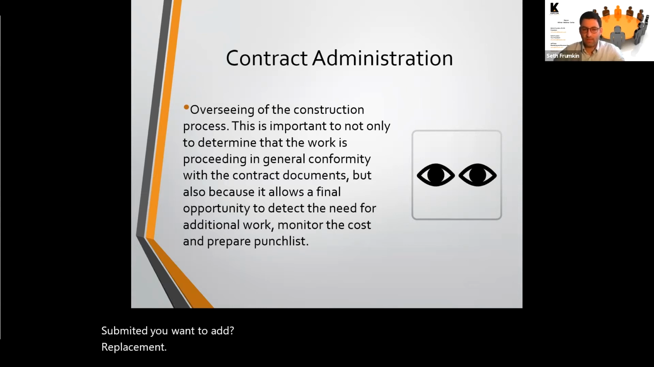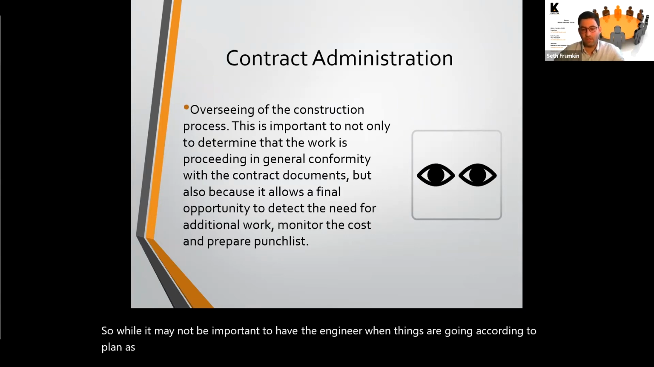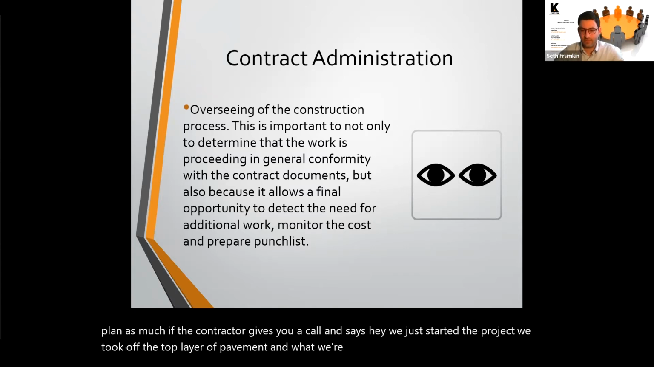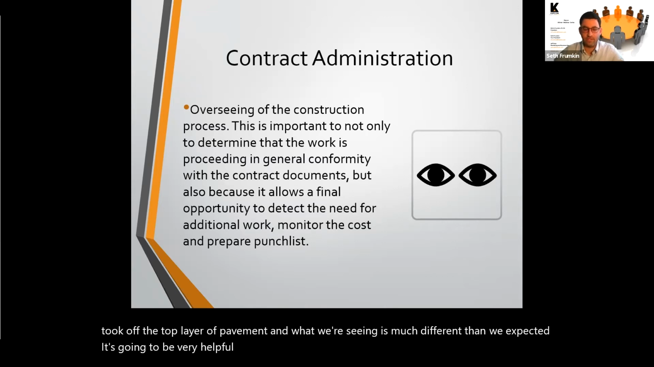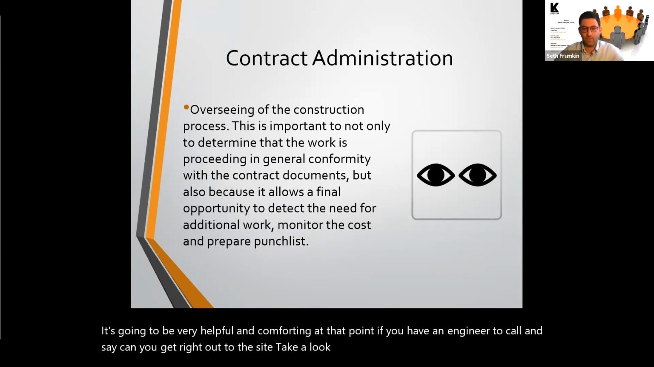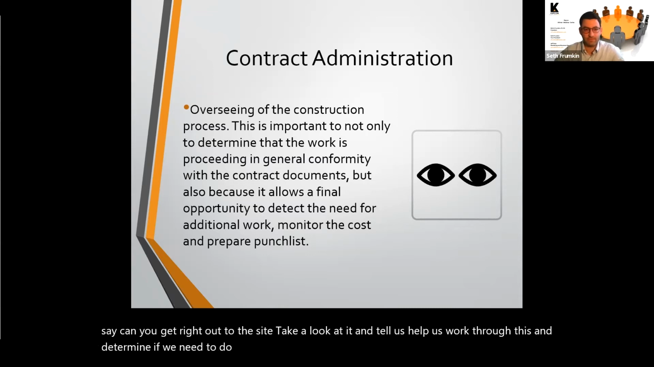So while it may not be important to have the engineer when things are going according to plan as much, if the contractor gives you a call and says, hey, we just started the project, we took off the top layer of pavement, and what we're seeing is much different than we expected, it's going to be very helpful and comforting at that point if you have an engineer to call and say, can you get right out to the site, take a look at it, and help us work through this and determine if we need to do additional work, and if so, what would that be?